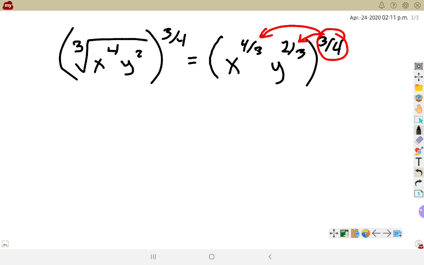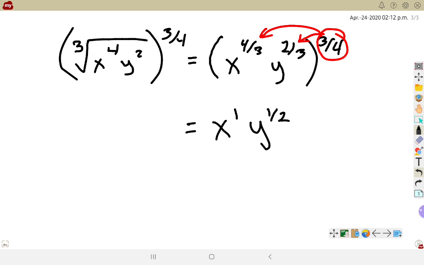That first one, 3/4 is the reciprocal of 4/3, so that one is just going to become x with an exponent of 1. For the second one, the 3's are going to cancel, and the 2 and 4 cross reduce, and I get, well, it's not an x, it's another y. So we get y with an exponent of 1/2.